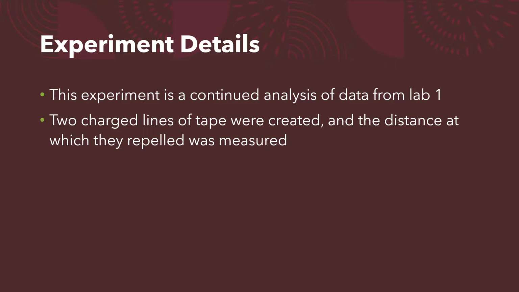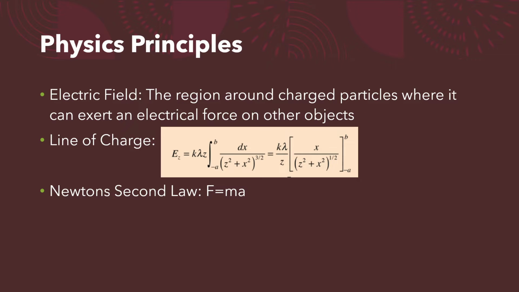This is then used in the analysis to determine the charge on a piece of tape and the magnitude of the electric field. So the physics principles with this rely on the electric field. The electric field is the region around the charged particles where it can exert an electrical force on another object. So in this case, we're looking at the electric field around the charged particles on the piece of tape, and at what distance that causes a measurable force on the other charged piece of tape.